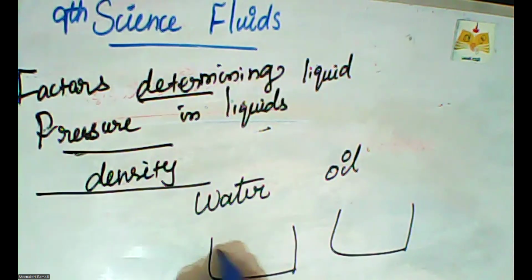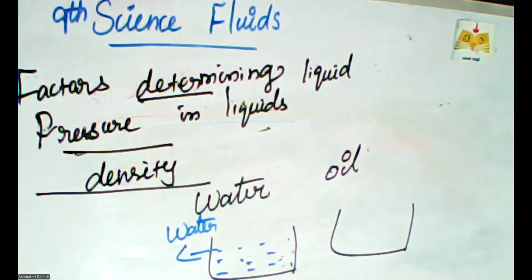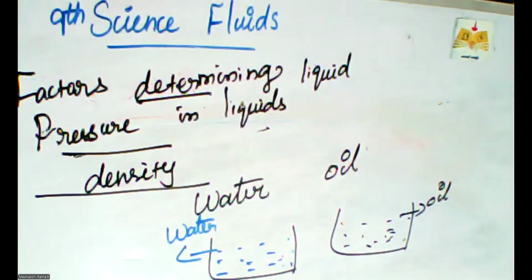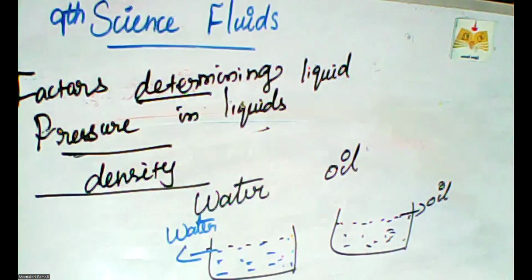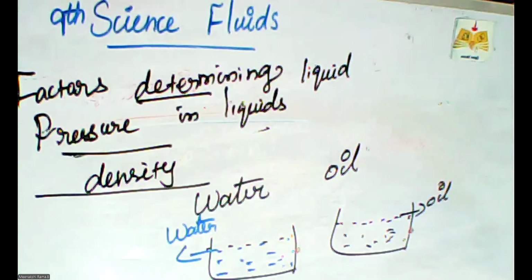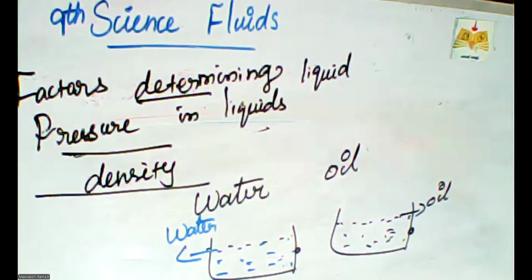One container I am going to fill with water. So this container is filled with water. The second container is filled with oil. I am filling the oil in the second container to the same level. Both are at the same level. Okay. So I want to create some holes in that container. So I want to create holes in this part. I want to open the container also.